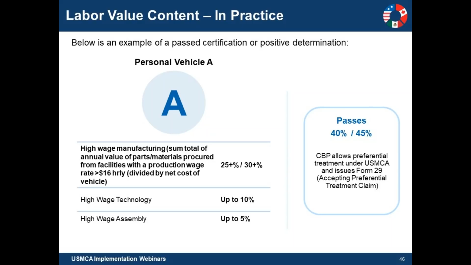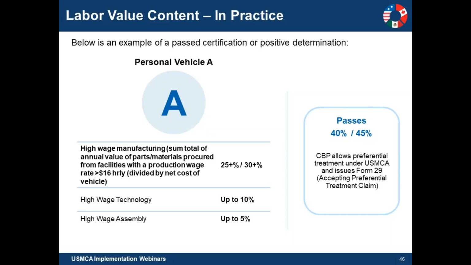In this instance, an imported vehicle into the United States would receive preferential treatment as it has passed the labor value content criteria. More specifically, this vehicle has a high-wage manufacturing, that is the sum total of the annual value of parts and materials procured from facilities with a production rate greater than $16 an hour, divided by the net cost of the vehicle. For a passenger vehicle, greater than 25%, or for a light truck, greater than 30%. High-wage technology can be used up to 10%, and the high-wage assembly can be sourced from up to 5%.